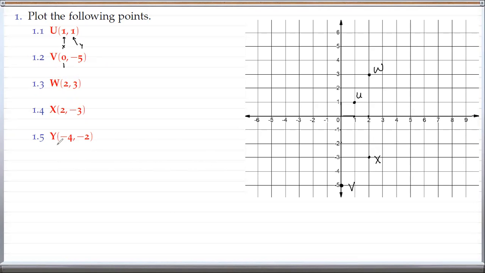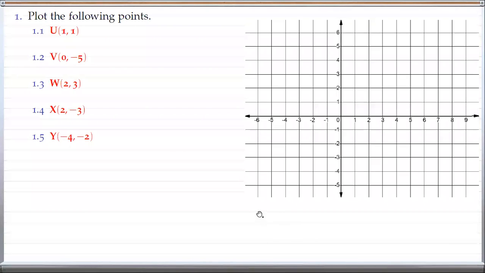And the last one, Y, has coordinates -4, -2. So the x coordinate is -4, which means we go 4 units to the left. When it's positive, we go to the right. When it's negative, we go to the left. So we are here if you go 4 units to the left, but the y coordinate is -2. So that means we go 2 units down from here. So this is the point Y.